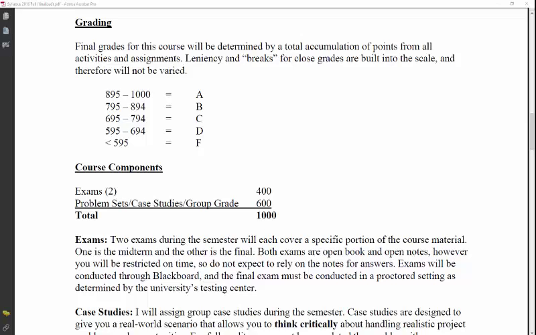So for instance, if I'm at 89.7, can I get an A? Yes, you will, according to this grading breakdown. But if you are at 89.4, then you have to be a B, and this is the rule, okay?